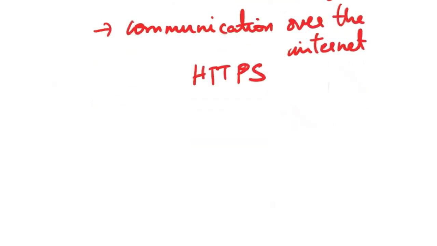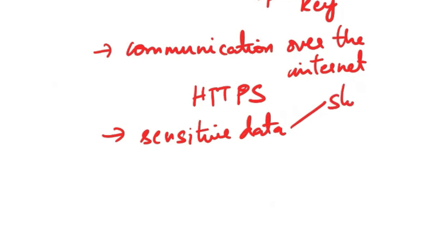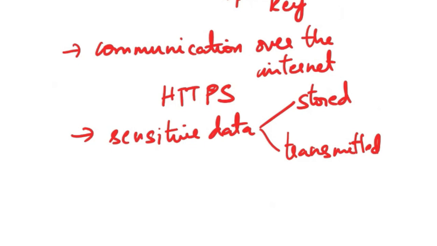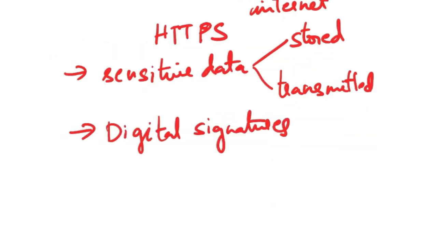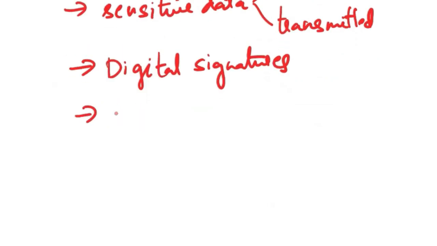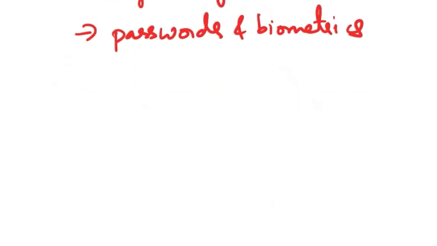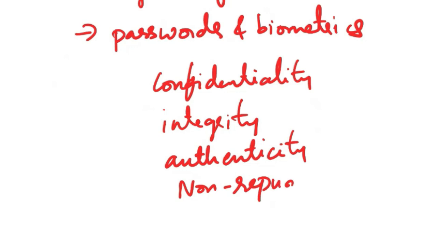Cryptography is used in various applications, including securing communication over the internet, such as HTTPS for secure web browsing, and protecting sensitive data, both stored on computers or servers and transmitted over networks. Then there are digital signatures, for verifying authenticity of messages or documents, and for securing authentication methods like passwords and biometrics. So basically, cryptography plays a crucial role in ensuring confidentiality, integrity, authenticity, and non-repudiation.